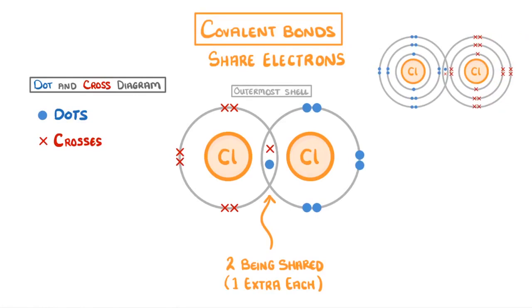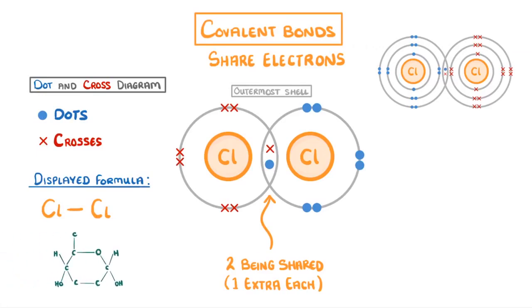An easier way to draw covalent molecules, though, is with a displayed formula, where we just write the chemical symbols of the atoms and use lines to join the atoms that are covalently bonded together. The great thing about these is that it's easy to draw big molecules that would take too long or be too complicated to draw as dot and cross diagrams.